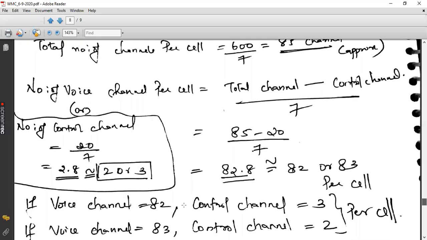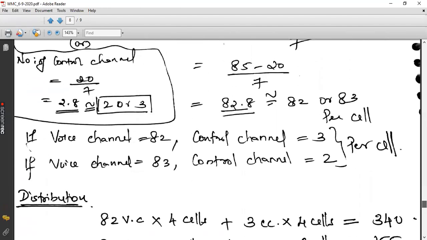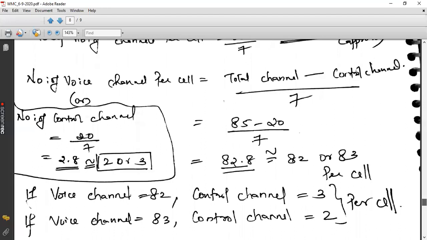See, 20 by 7. The number of control channels is 20 by 7. It's 2.8, isn't it? In that case, you can take 2 or 3. So if you take 2, with a total of 85, then 85 minus 2 will be 83. And if you take 3, then 85 minus 3 will be 82. So like that you can distribute. Clear? Okay, sir. Thank you, sir. So there will be 2 possibilities when it is not a whole number.